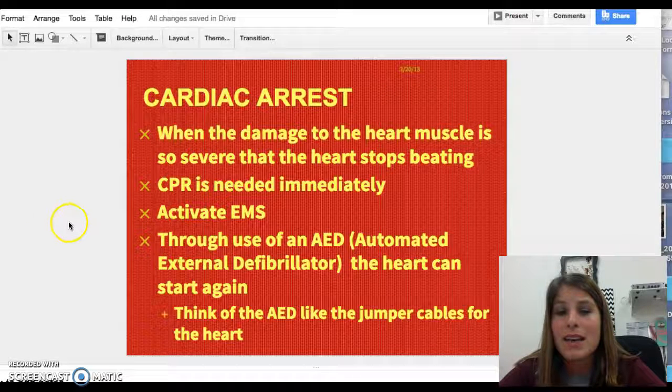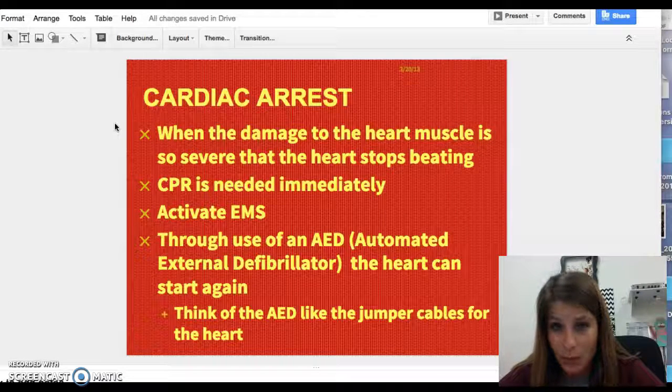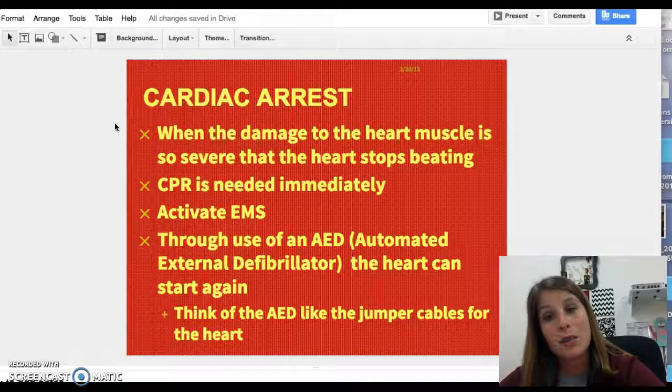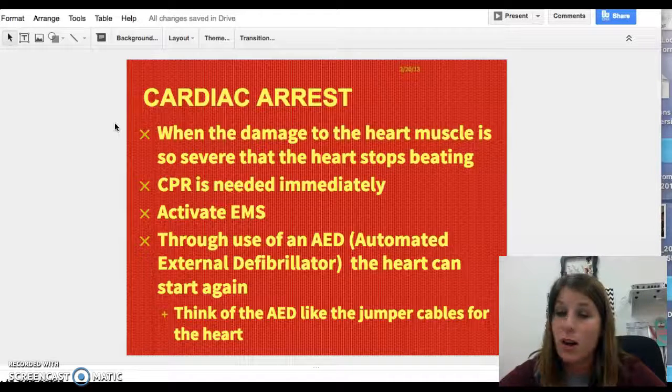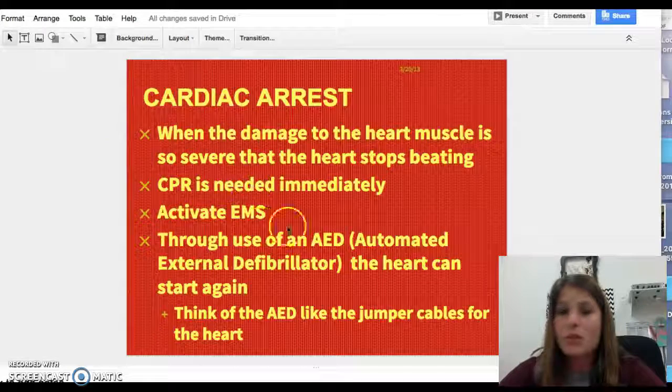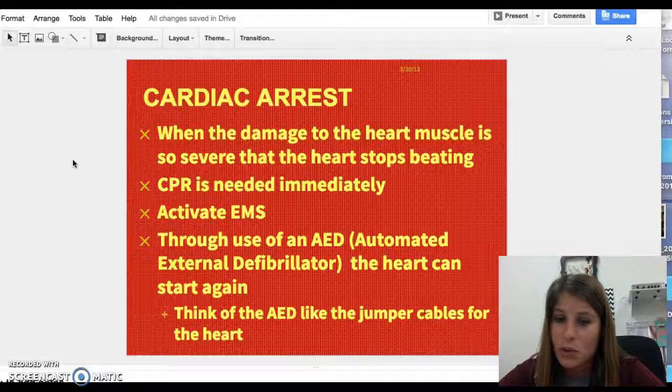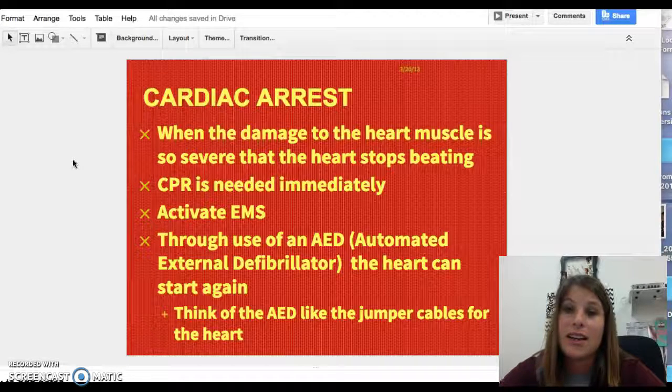The next one that we have is cardiac arrest. With cardiac arrest, the heart has stopped beating. This one will require CPR. Whereas with a heart attack, your heart was still beating and part of the area was still working. With cardiac arrest, your heart has completely stopped. You will use CPR, and this is also where the AED will come into play, which we will talk about soon. Your AED is like a jumper cable for your heart. Like you start your car, it starts your heart.